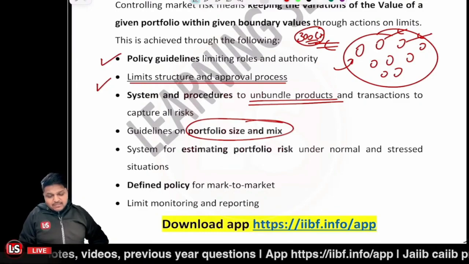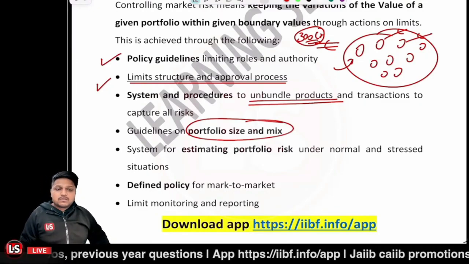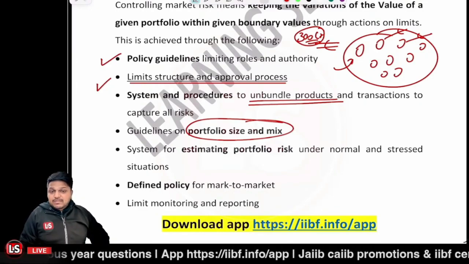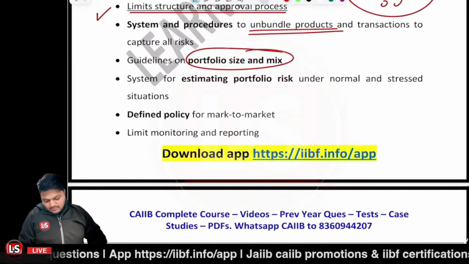And further, there should be a system so that we can estimate the portfolio risk under normal and under stress situations, right?